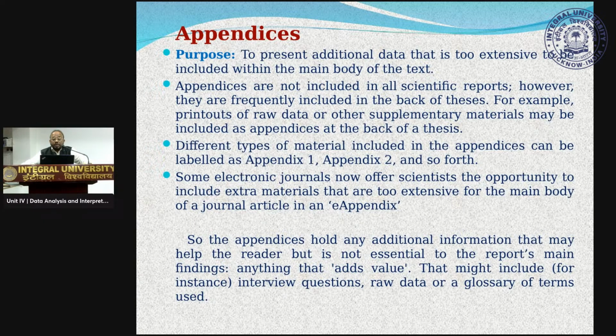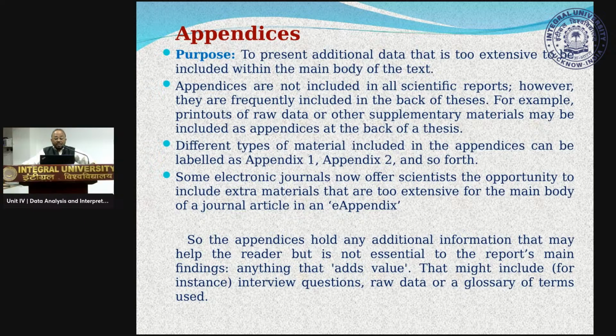For example, printouts of raw data or other supplementary materials, like in commerce, we use the balance sheet, profit and loss account, and trial balance, or any other document, cash flow and fund flow statement of any organization can be an appendix. The different types of material included in the appendix can be labeled as appendix 1, 2, 3, 4, 5, or A, B, C, D, E, F, whatever.